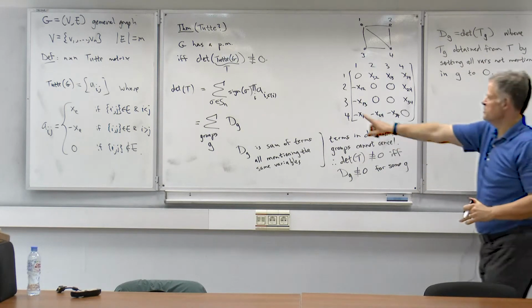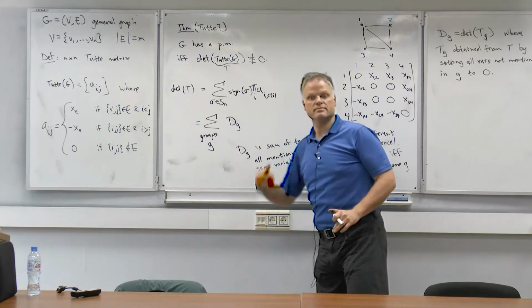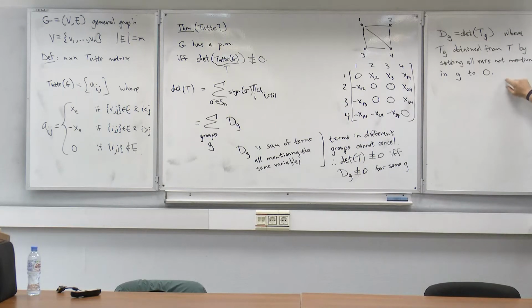So actually, the determinant of T is the sum of determinants. I get this way. Now, if I set the variables not mentioned in G to zero, so TG is the Tutte matrix of a subgraph. The variables I set to zero, I'm just taking those edges out of the original graph. So let's look at that subgraph now.